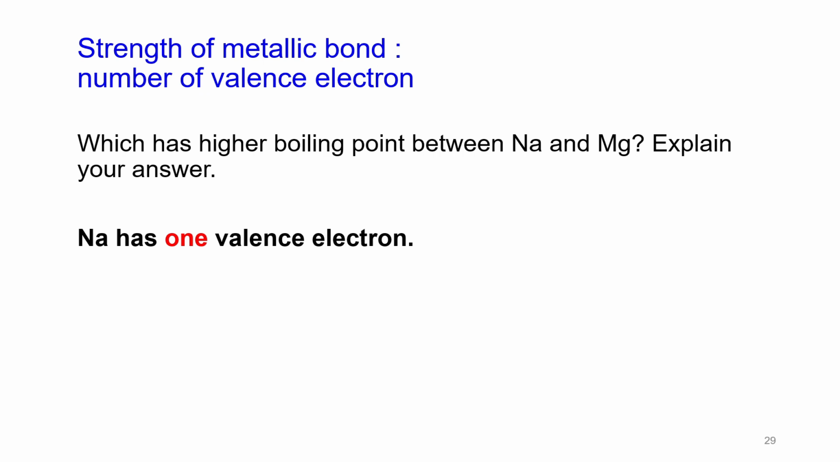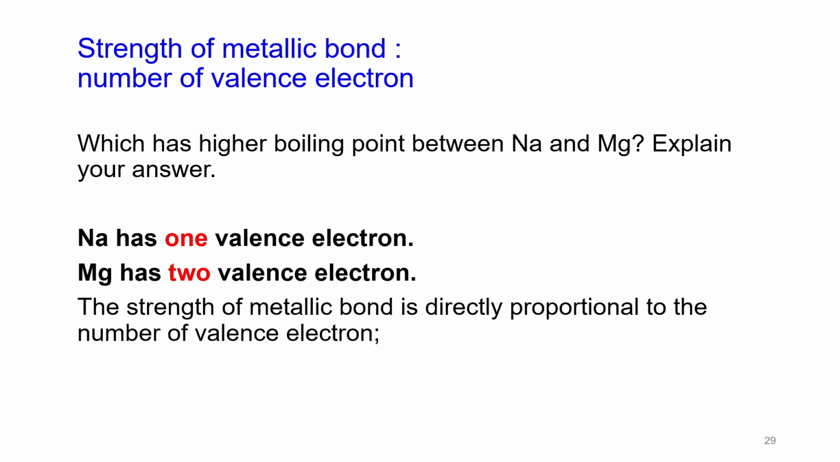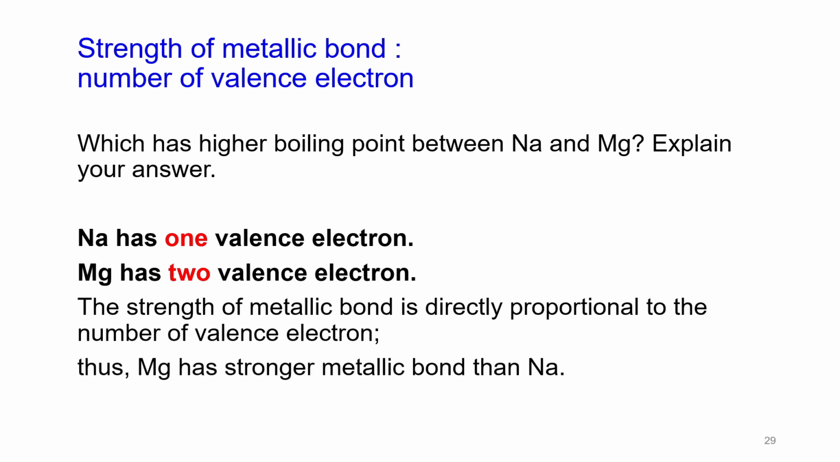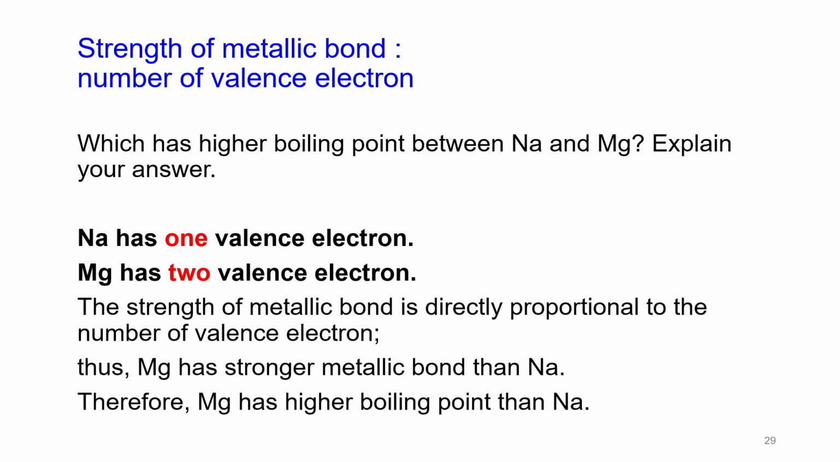The strength of metallic bond depends on the number of valence electrons. Which has the higher boiling point between sodium and magnesium? I'm going to explain. Sodium has 1 valence electron, magnesium has 2. So the strength of metallic bond is directly proportional to the number of valence electrons. Thus magnesium has a stronger metallic bond than sodium.